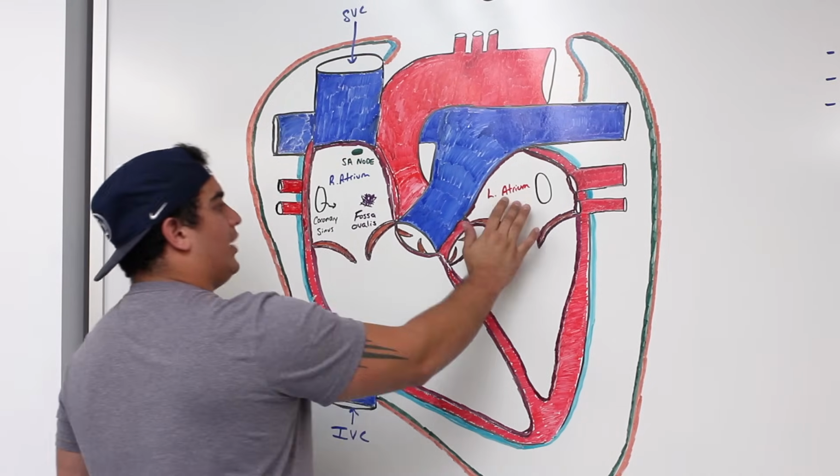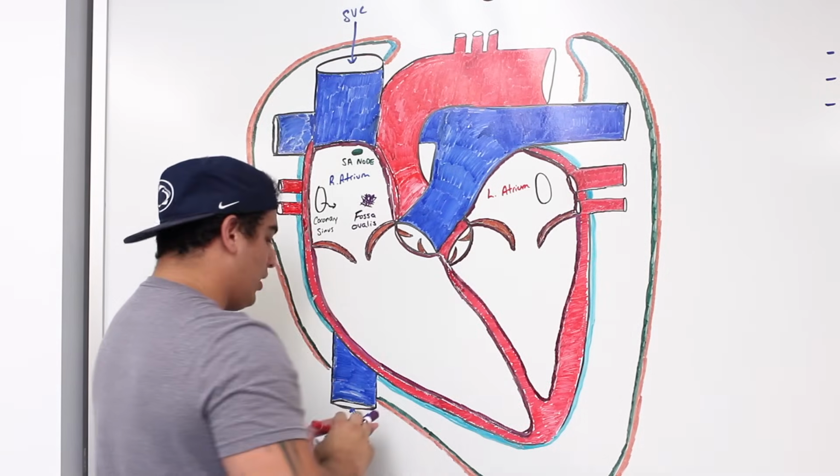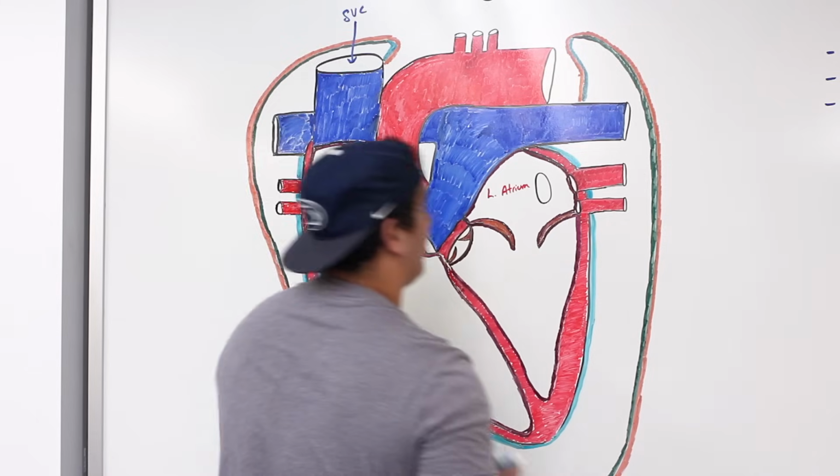Now there's the next thing, the left atrium. What's emptying blood into the left atrium? The left atrium is receiving blood from a couple of different structures here.